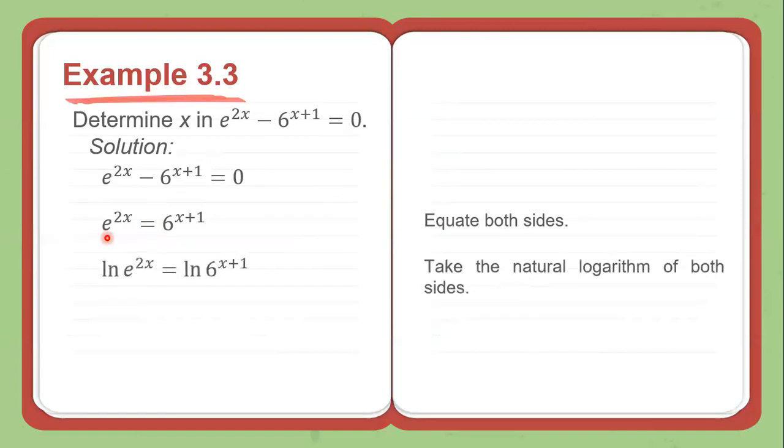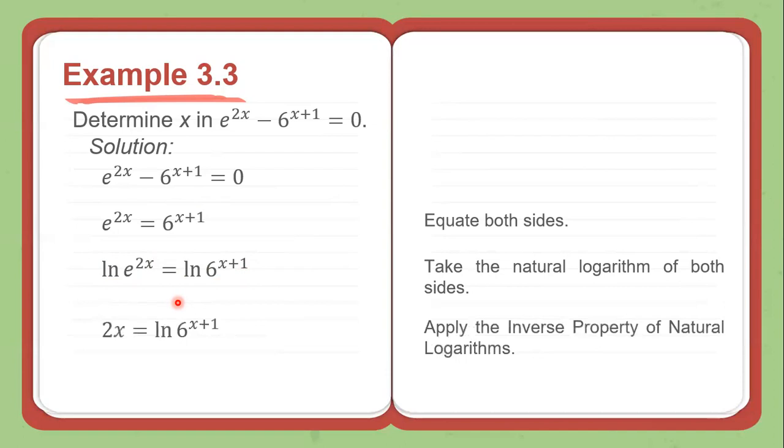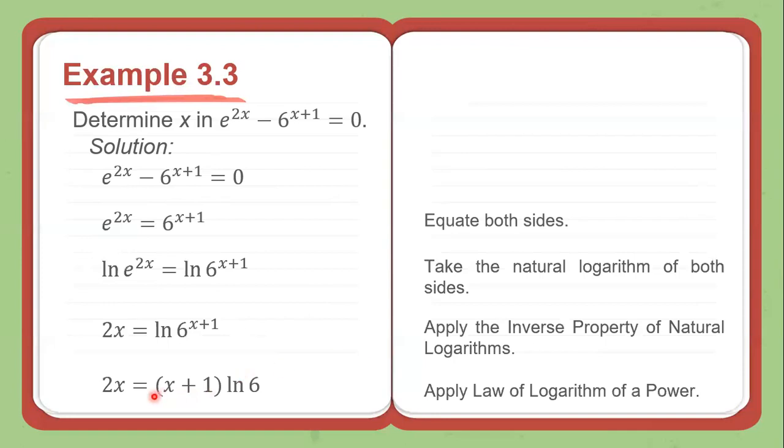So taking the natural logarithm of both sides will give us the natural logarithm of e raised to 2x is equal to the natural logarithm of 6 raised to x plus 1. By applying the inverse property of natural logarithms, we have 2x is equal to natural logarithm of 6 raised to x plus 1. Then we can also apply on the right side of the equation the law of logarithm of a power, giving us 2x is equal to x plus 1 times the natural logarithm of 6.